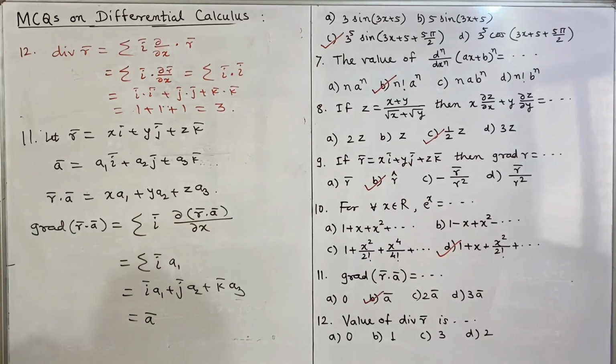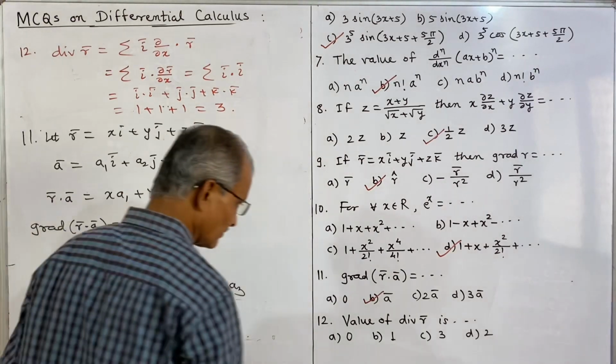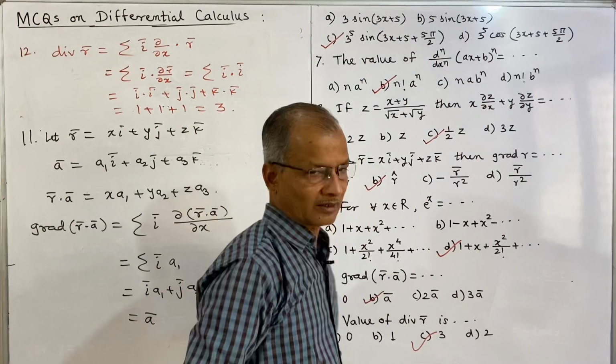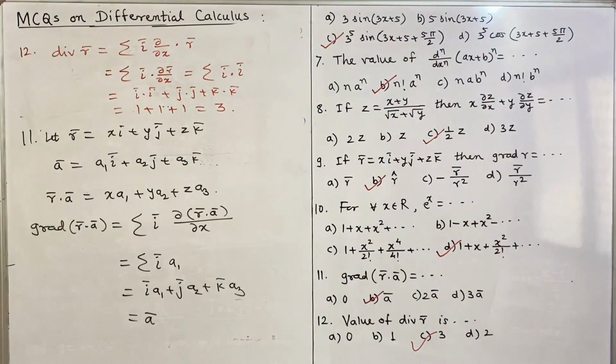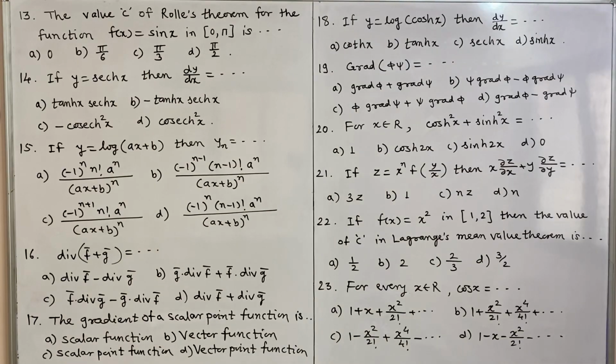So thus divergence of R bar is 3, and this is the correct alternative for the last question. These are the next questions. Again I would like to suggest you take a screenshot, write your answers and then verify.